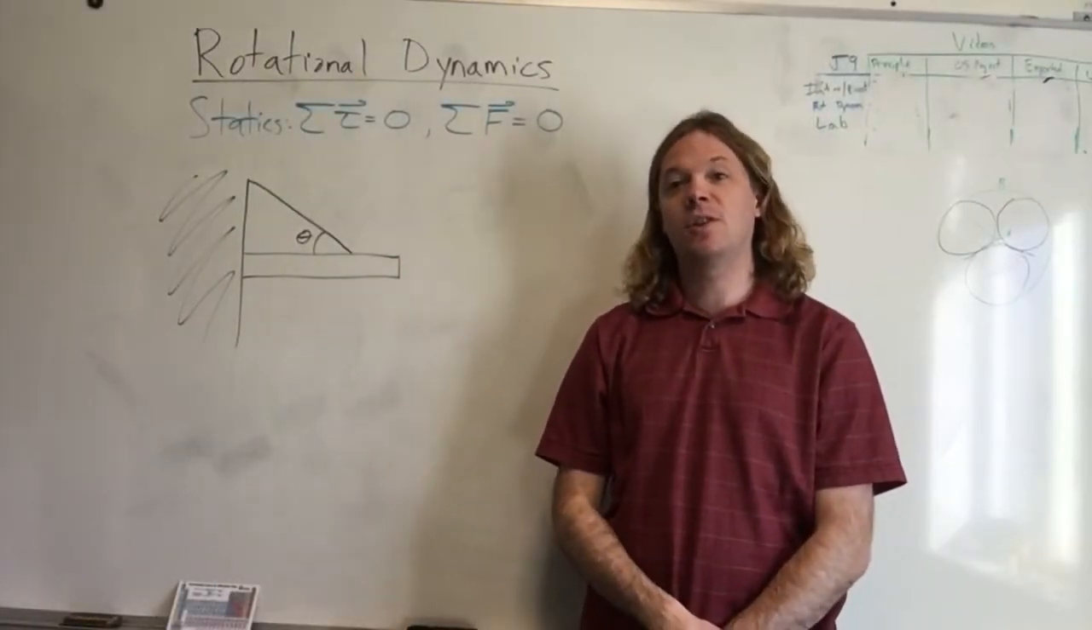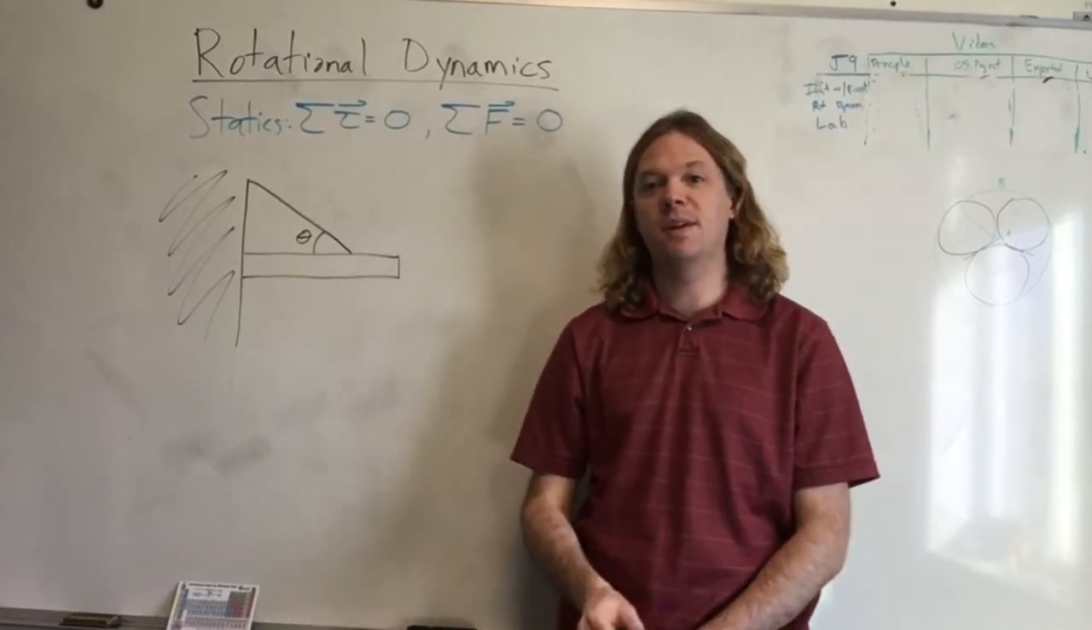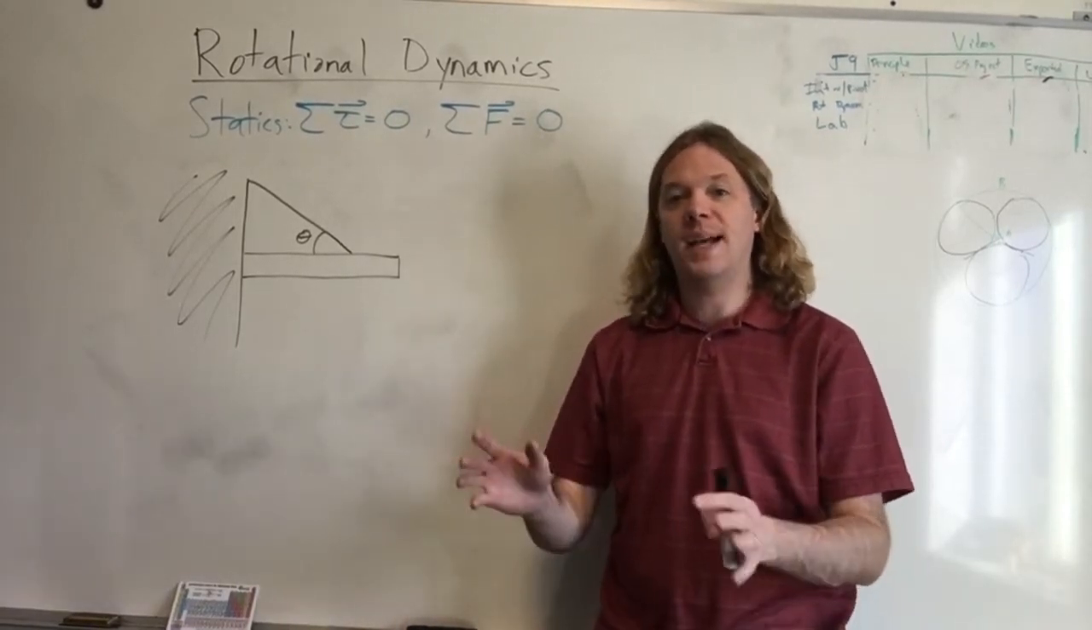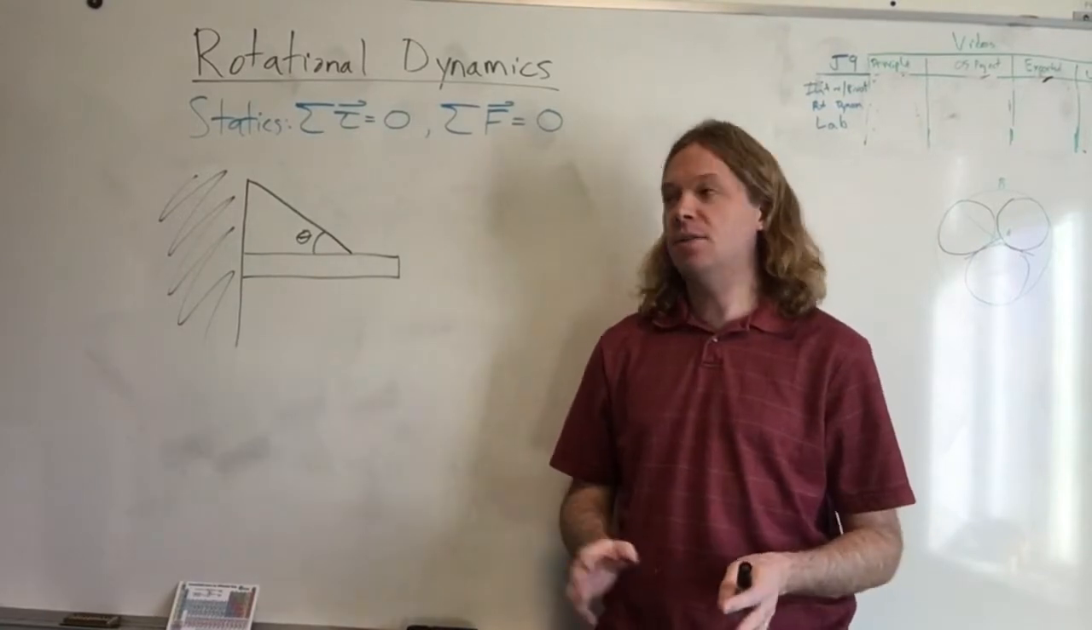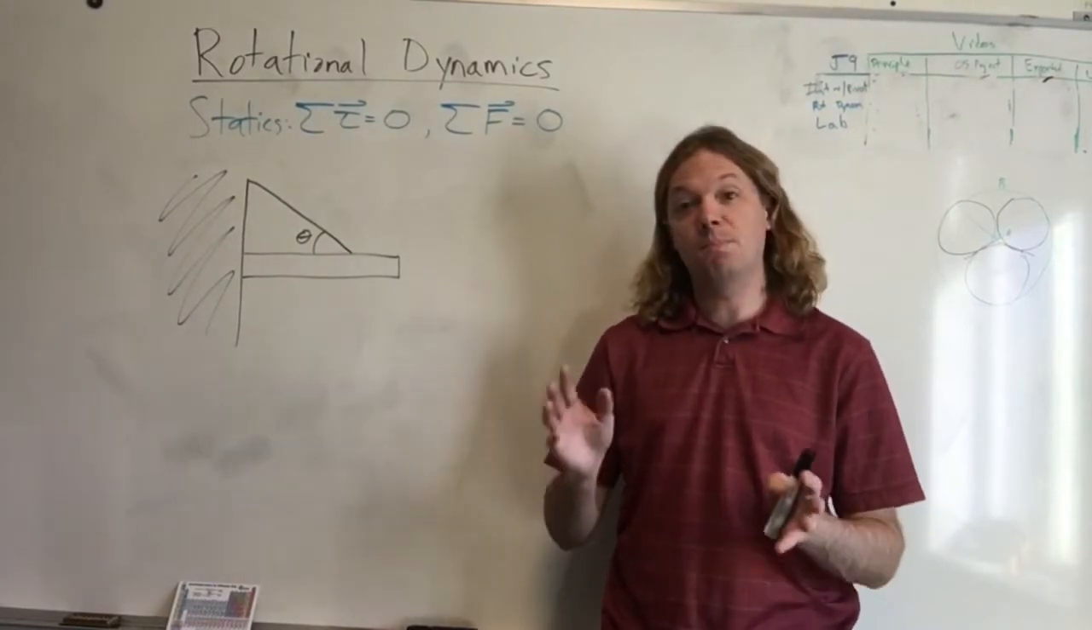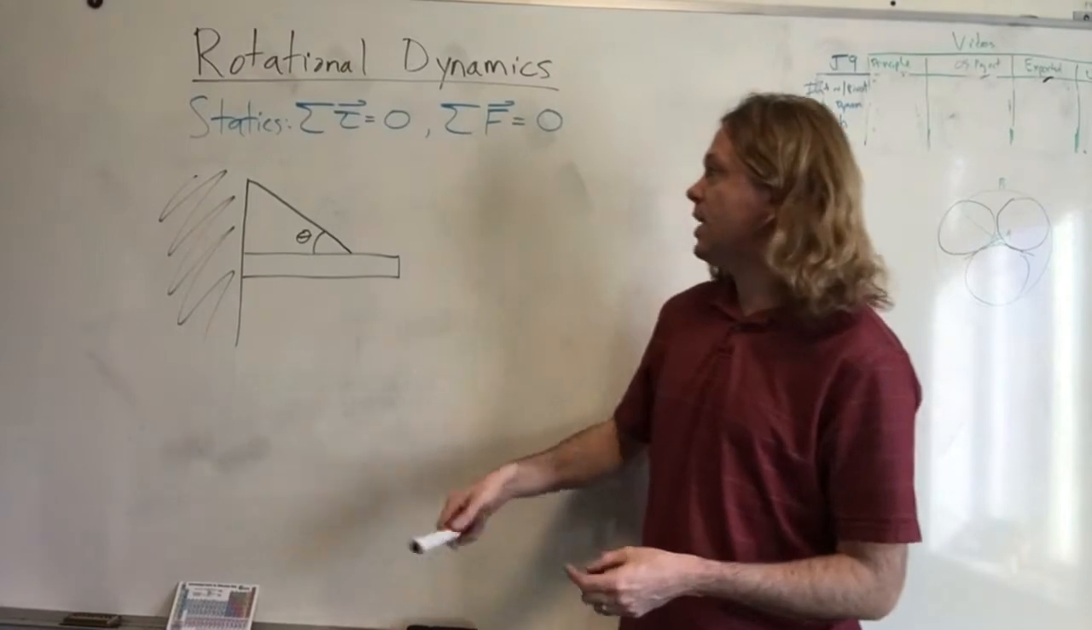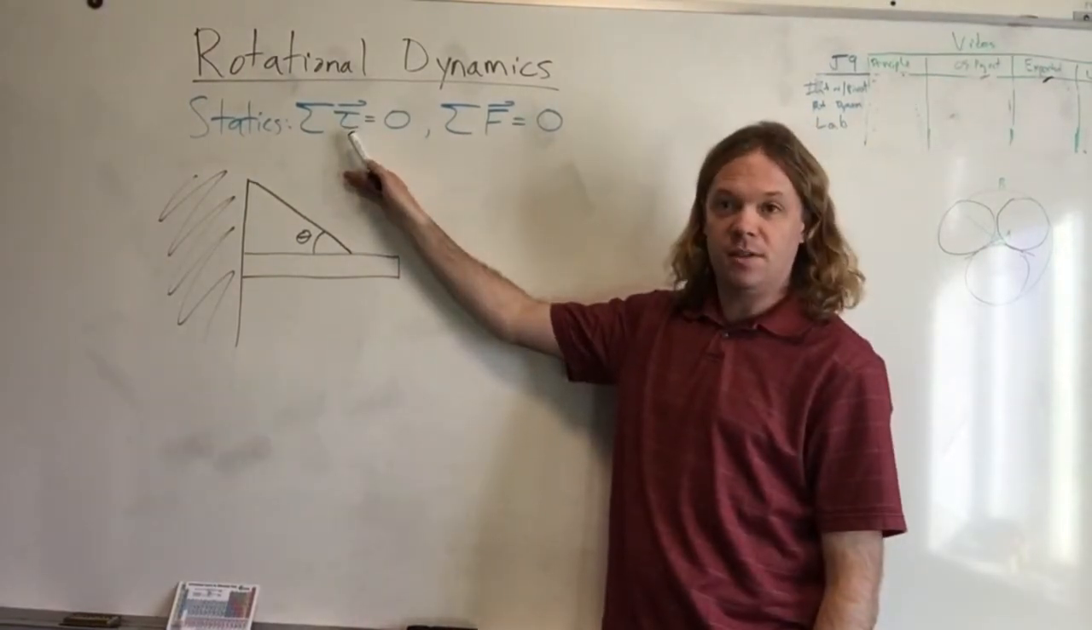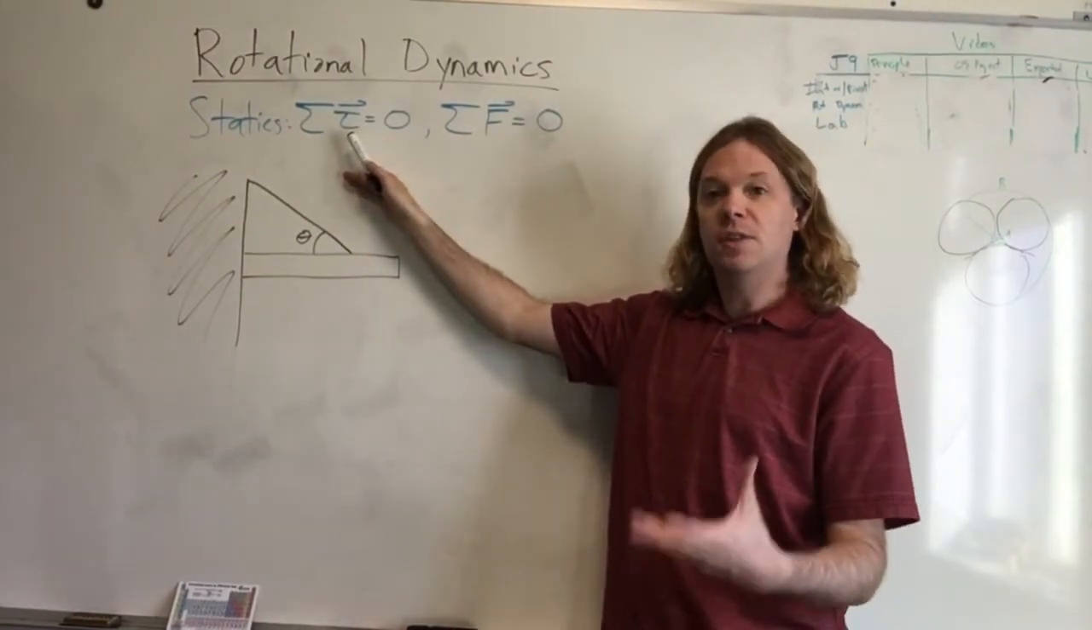This section of the class is called rotational dynamics, but before talking about that, I need to cover one more aspect of statics, and that is the fact that we can have these things called pivot forces. So recall that for statics we have the sum of the torques on an object is zero. That's the condition for rotational equilibrium.